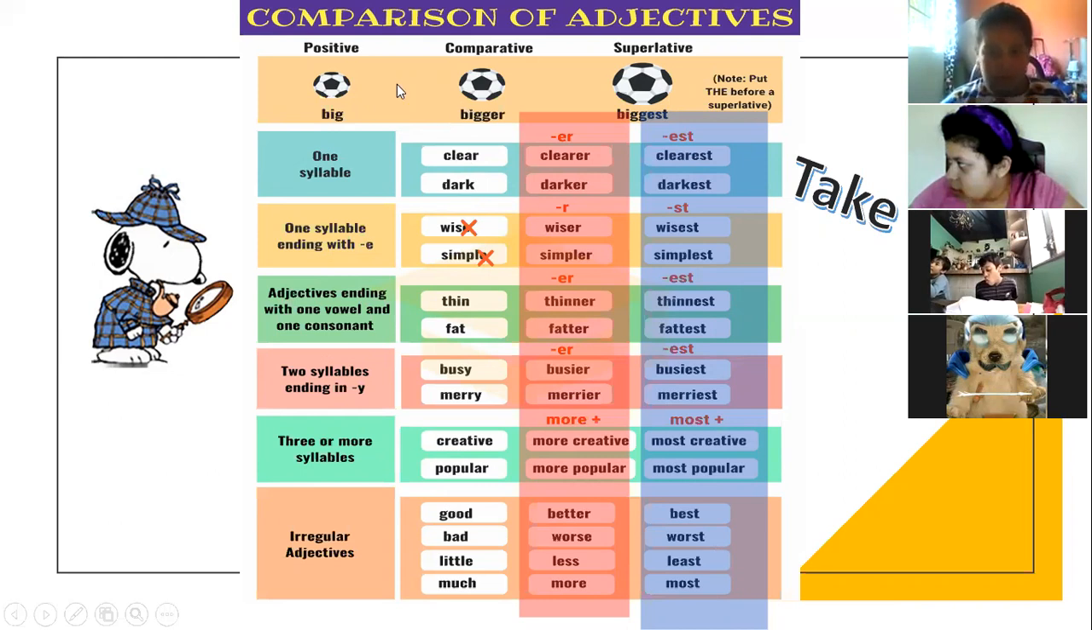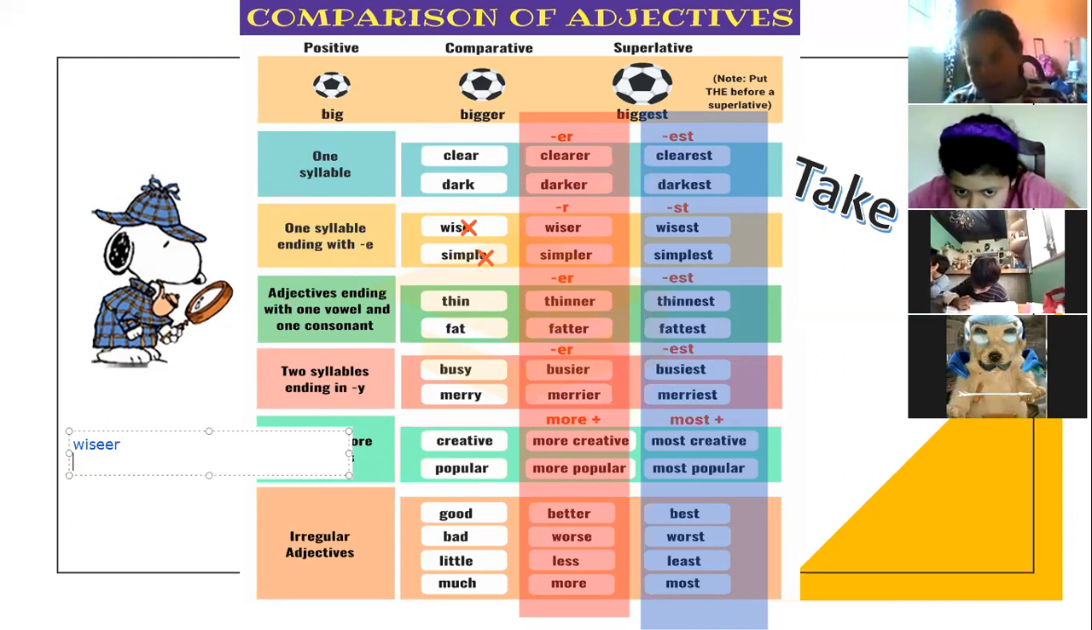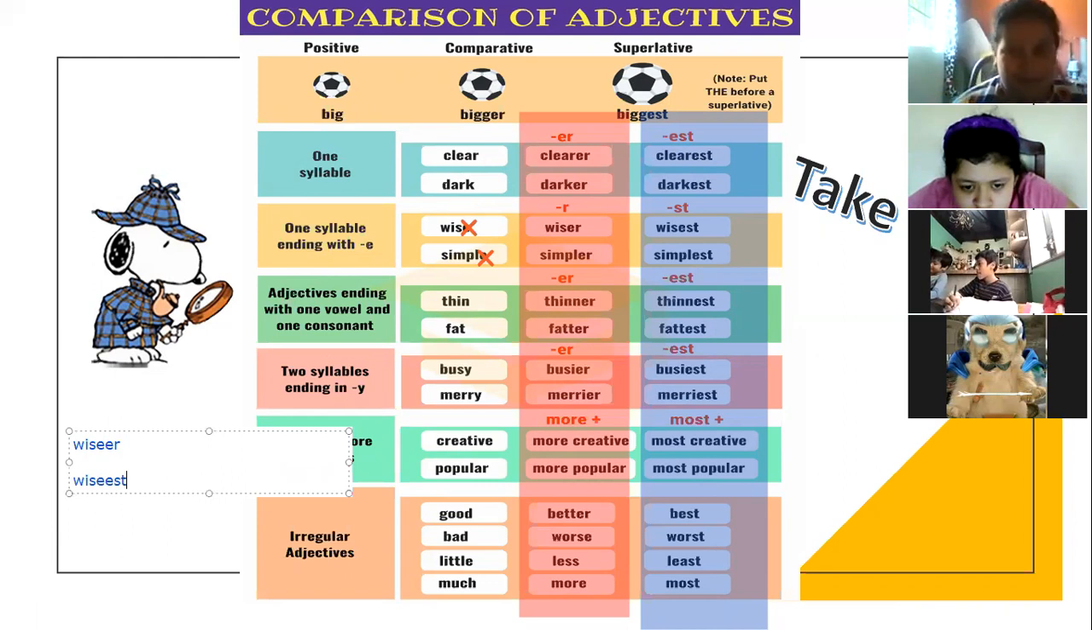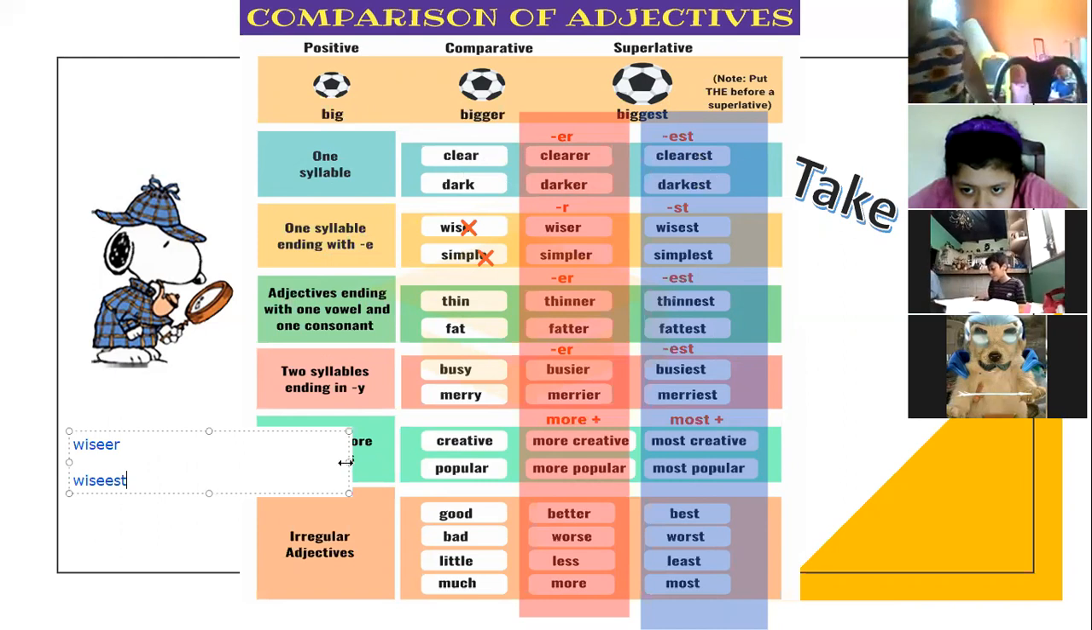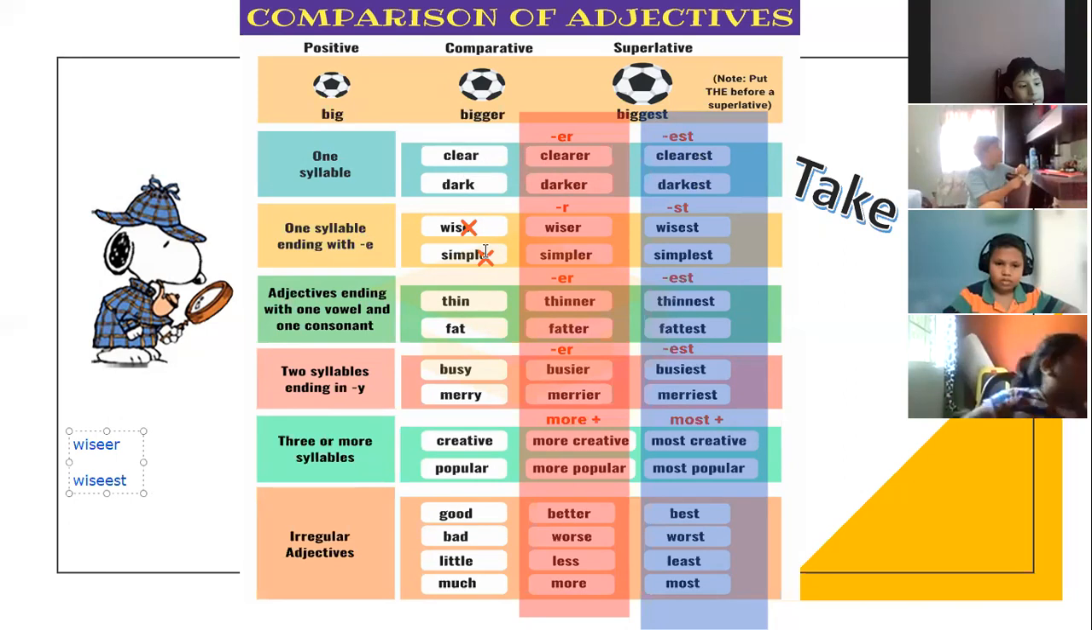So you add ER. What happens if you don't eliminate that letter? Your word would be wiseer, weird, right? And wiseest, because the word has a letter E and the suffix begins with a letter E. So what do we have to do? We eliminate the silent E in the base word, in the original word.